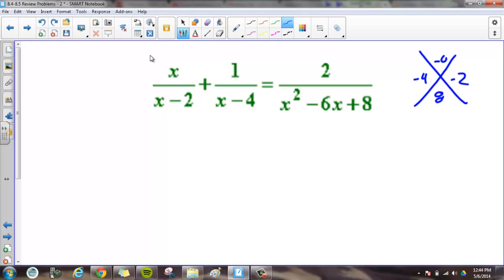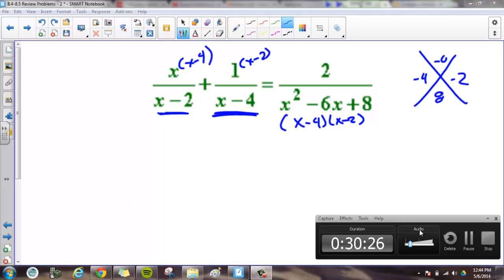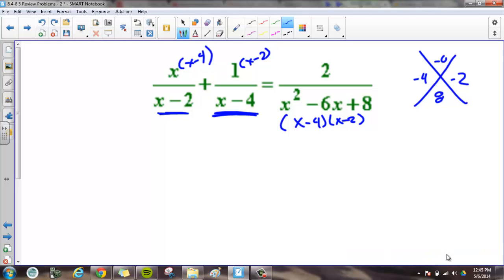Remember, the first thing we're doing when we're solving things, we need to get a common denominator just like before. The common denominator for this, we got to factor, so we got an 8 and a -6, so that's -4 and -2. Thankfully, it was given to us right there. It kind of tells you, right? Who would have guessed? (x minus 4)(x minus 2). This x minus 4 right here is missing the x minus 2, and this x minus 2 is missing the x minus 4.